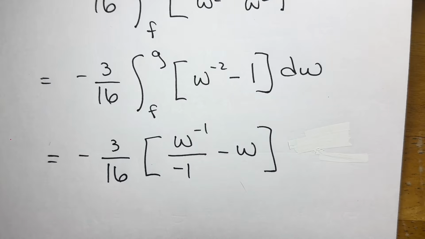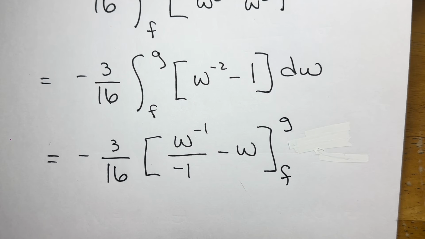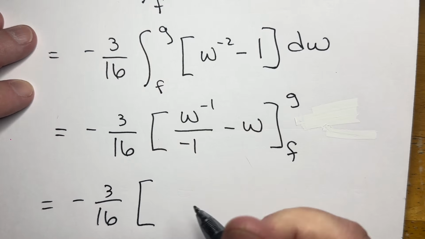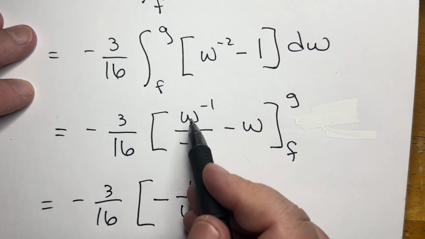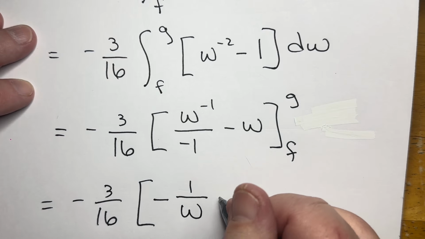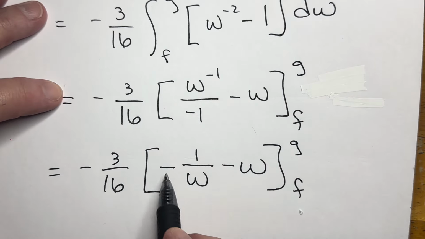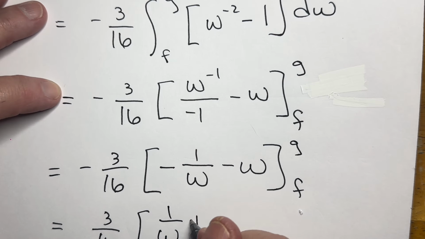Okay, so look at that beautiful thing. There is no integration. We're done. Unfortunately, we don't know what values to integrate on, right? So we're going to have to figure that out. But let me write this out a little bit more. I've got -3/16. Right here, this is the opposite. So that's the -1, 1 over w. Do you see that? W to the -1 is 1 over w, minus w from f to g. This minus multiplies through, and we get 3/16, 1 over w plus w.